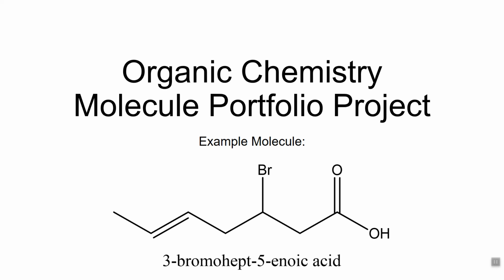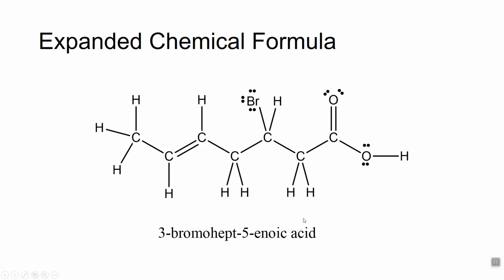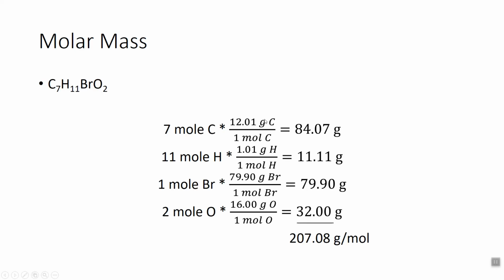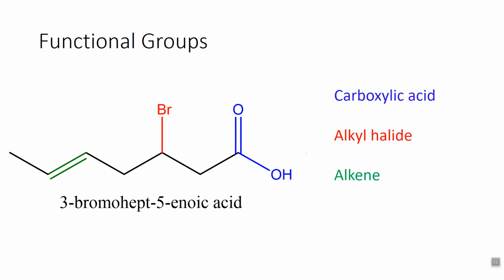All right, so for my organic molecule final project, I have 3-bromo hepta 5-enoic acid as shown here. So one of the first things that I did was I drew the expanded structural formula. I wanted to make sure that I showed 4 bonds to all the carbons. I also wanted to make sure that I showed the implicit hydrogens in the skeletal formula that I showed on the previous slide, and I made sure that I showed the lone pairs on all of the atoms other than carbon and hydrogen. The molar mass of my particular compound is 207.08 grams per mole.